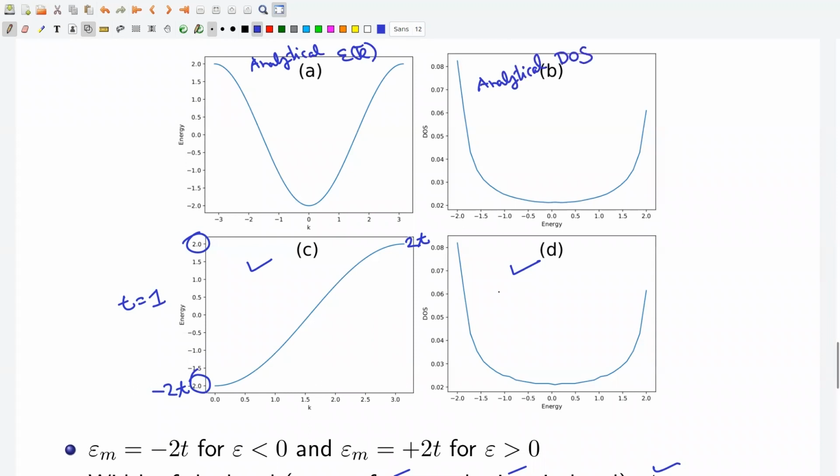It matches very well with what we obtained from our Python code. Note that in our code, we have plotted Ek only for k greater than 0, while for the analytical plot, Ek has been plotted for positive as well as negative k values in the first Brillouin zone.